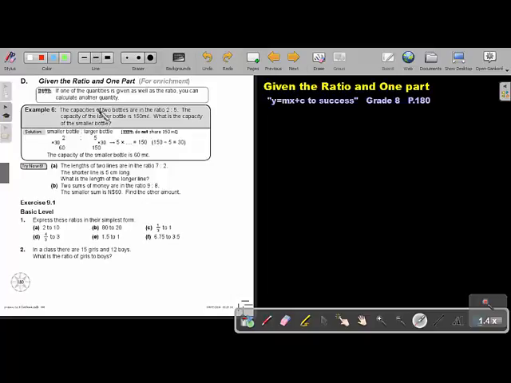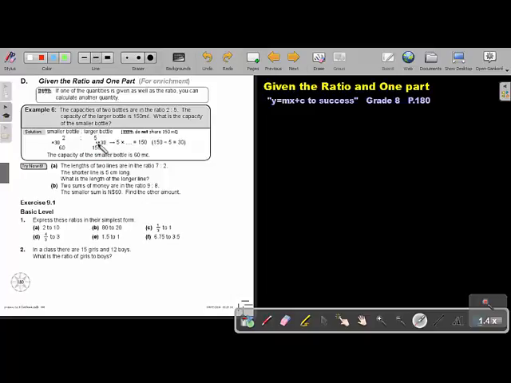The capacities of two bottles are in the ratio 2 to 5. The capacity of the larger bottle is 150 milliliters. What is the capacity of the smaller bottle? Okay, now remember, this larger bottle will be represented by the 5. So I can say smaller bottle to larger bottle, that's 2 to 5. And remember, the larger one is 150 milliliters.